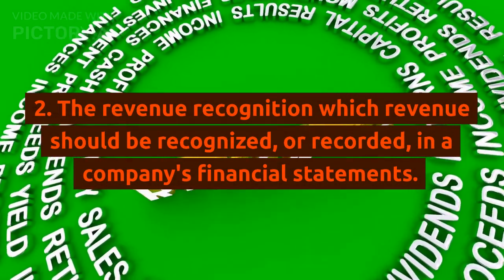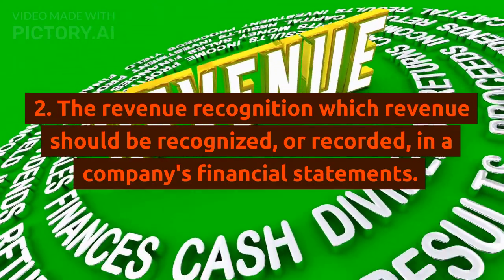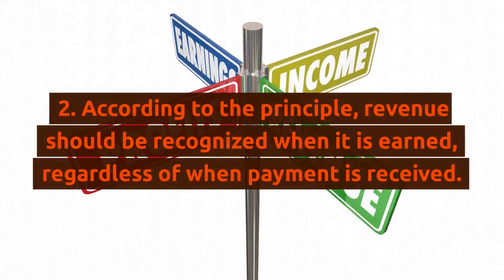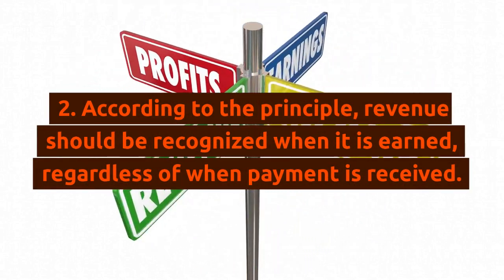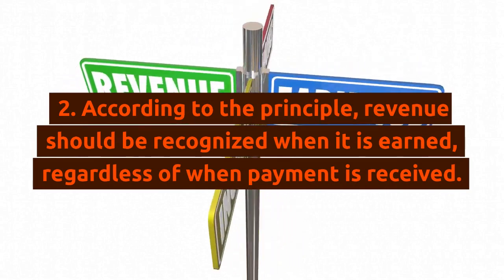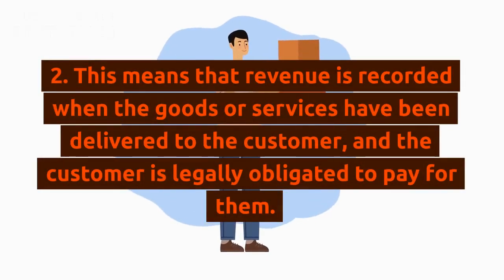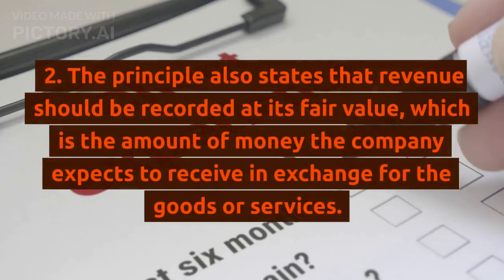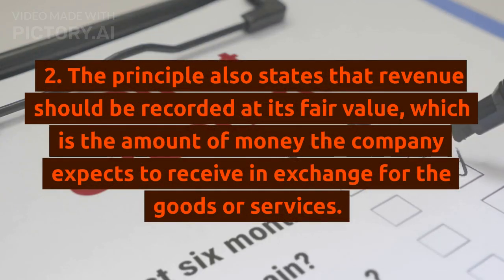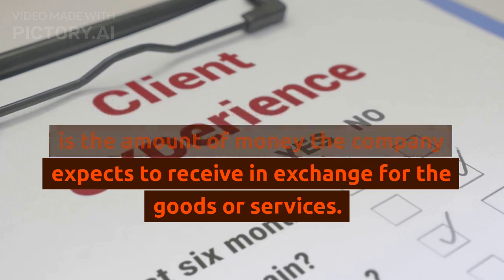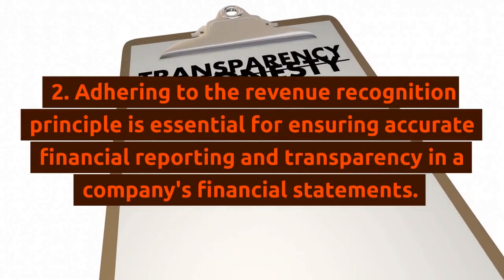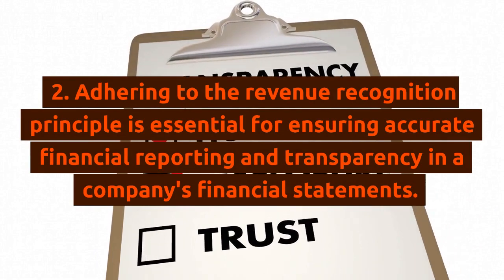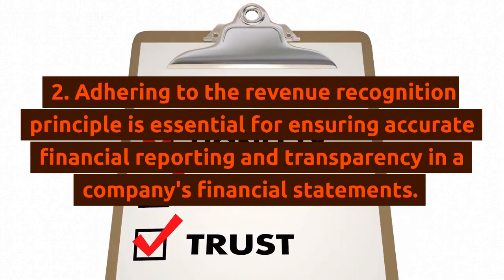The revenue recognition principle determines when revenue should be recognized, or recorded, in a company's financial statements. According to the principle, revenue should be recognized when it is earned, regardless of when payment is received. This means that revenue is recorded when the goods or services have been delivered to the customer, and the customer is legally obligated to pay for them. The principle also states that revenue should be recorded at its fair value, which is the amount of money the company expects to receive in exchange for the goods or services. Adhering to the revenue recognition principle is essential for ensuring accurate financial reporting and transparency in a company's financial statements.